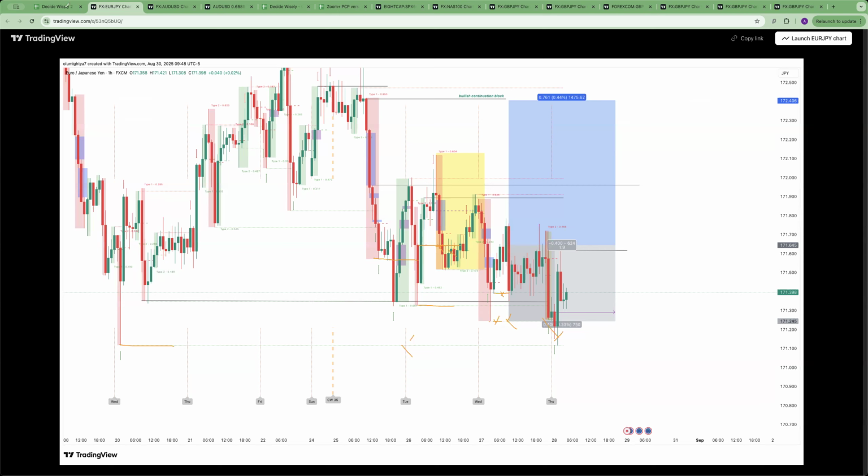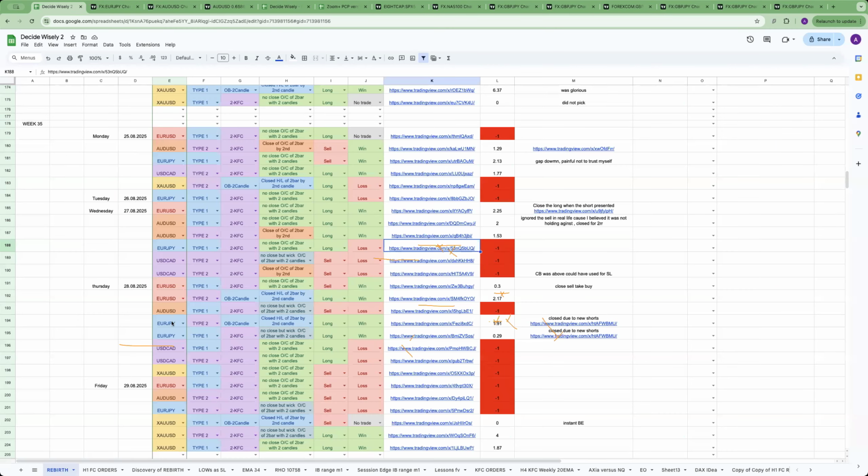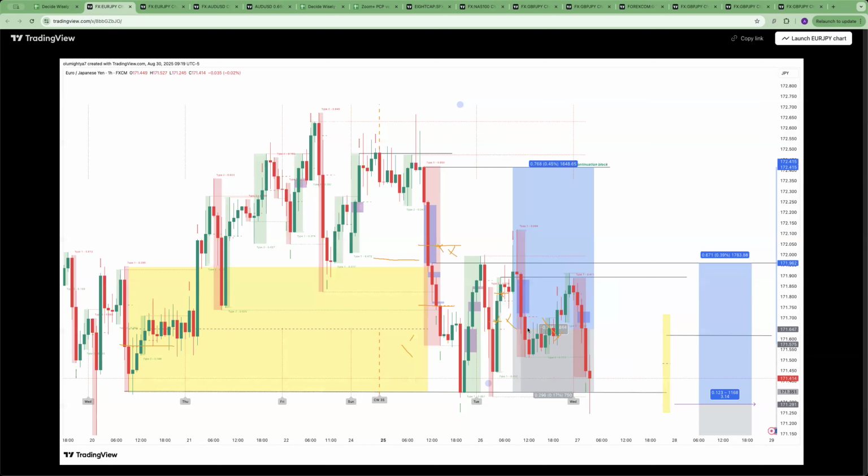So this is Tuesday and this is Euro JPY. Euro JPY on Tuesday, loss. I would enter here. My stop is supposed to be here, but because you see, it's not even down here because this is what I did. Simple loss. So that is how you do it.